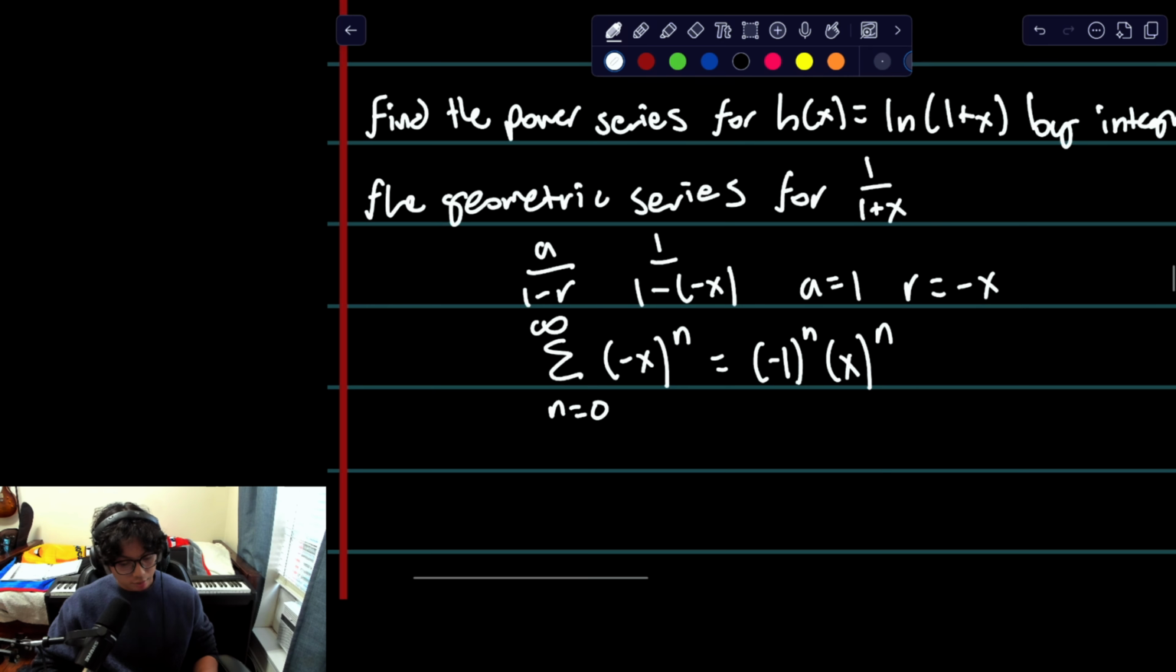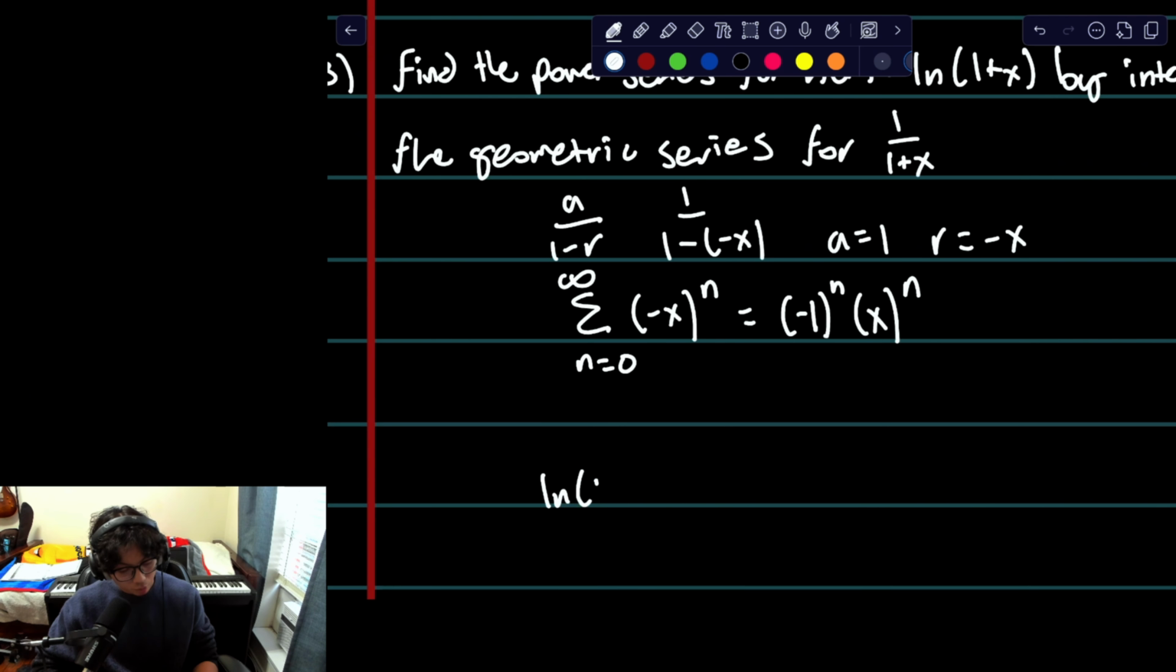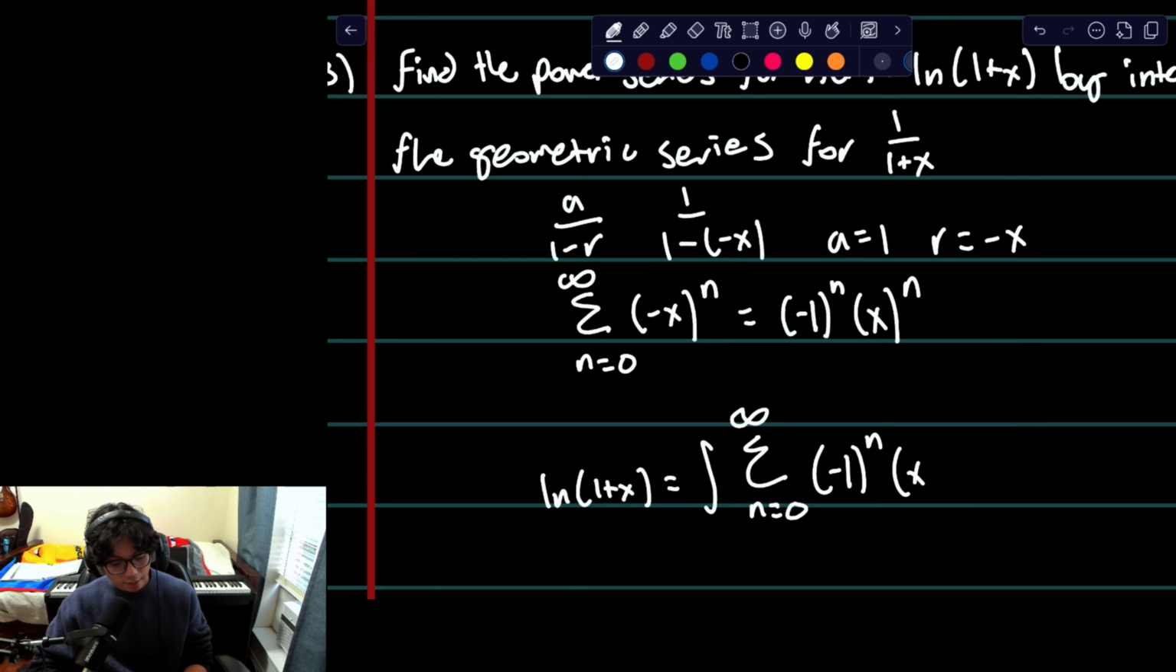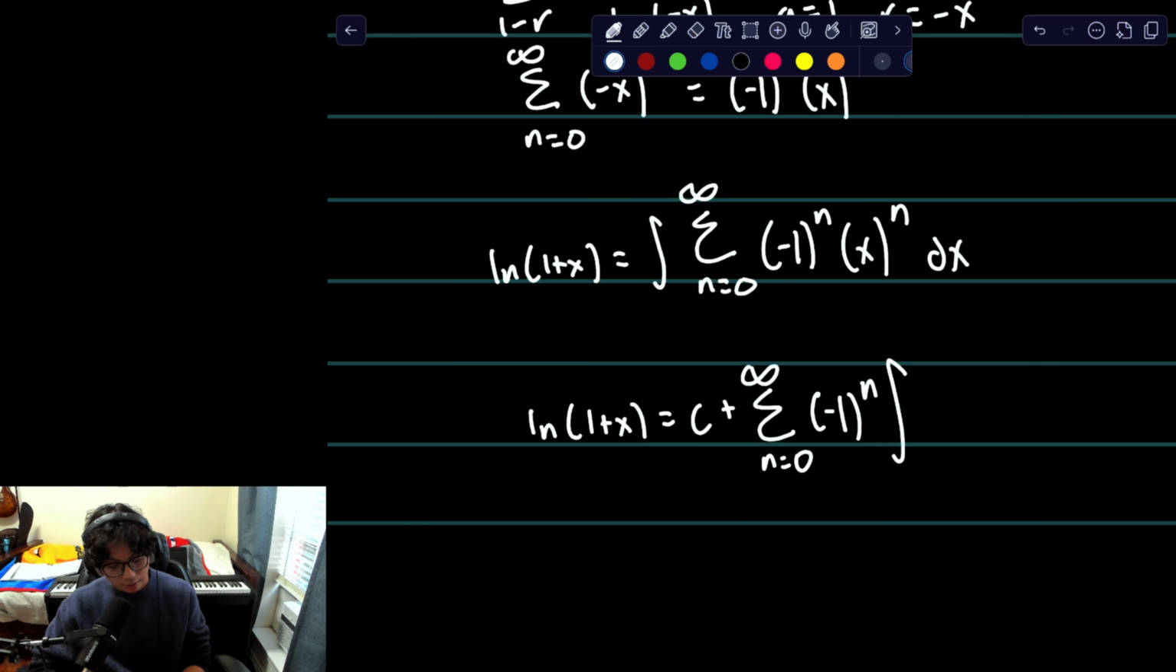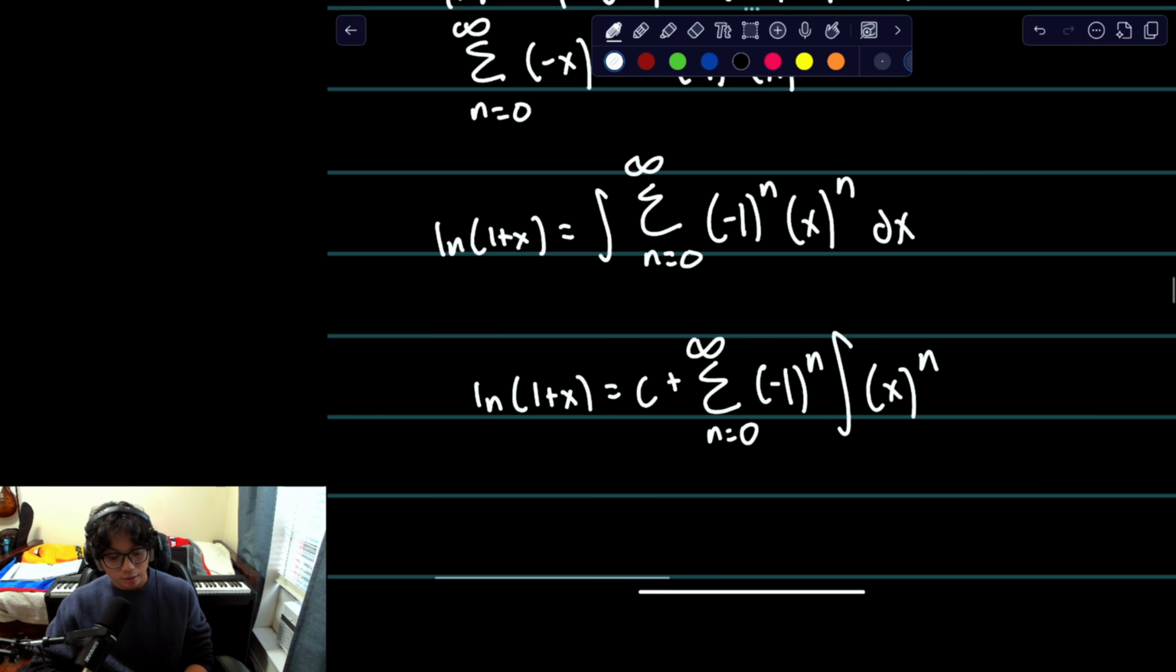Now we're going to want to set our h of x, which was ln 1 plus x, equal to the integral of the series from n equals 0 to infinity of negative 1 to the power of n times x to the power of n dx. Now, just like differentiation, we are not taking the integral of anything in these terms because there is no x. So this just ends up becoming 1 plus x inside the natural logarithm, which equals c, the constant of integration, plus the infinite series from n equals 0 to infinity of negative 1 to the power of n times the integral of x to the power of n, and then of course our dx.